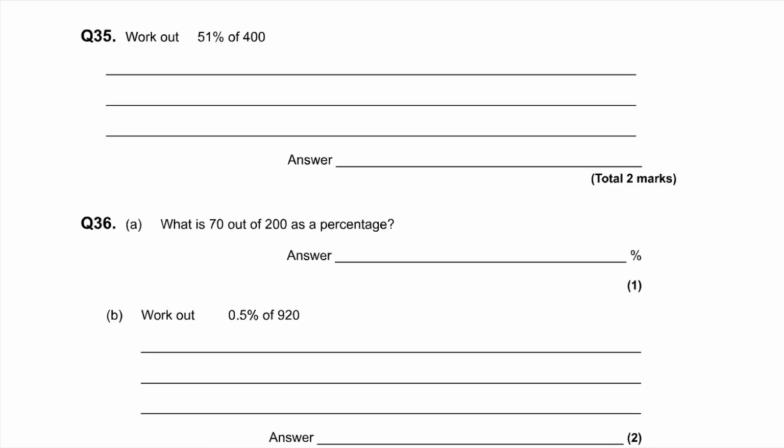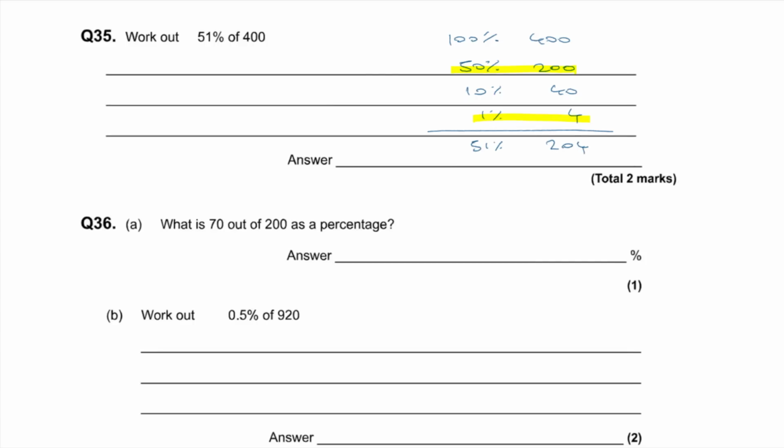So if I want to find 51% of 400, so 100% is 400. So 50% is going to be half of 400, isn't it? It's going to be 200. 10% would be a tenth of 400, be 40, and 1% is going to be a tenth of that, it's going to be 4. So if I want to make 51%, I want that one and I want that one added together, so the 200 and the 4, that gives me 204.